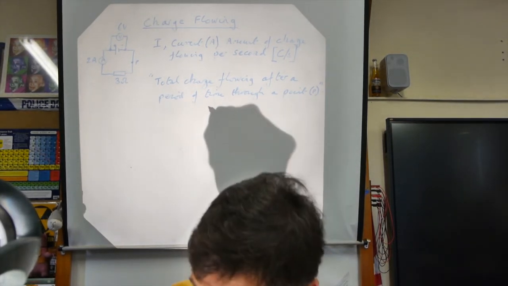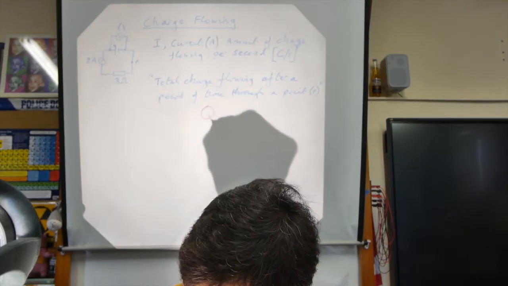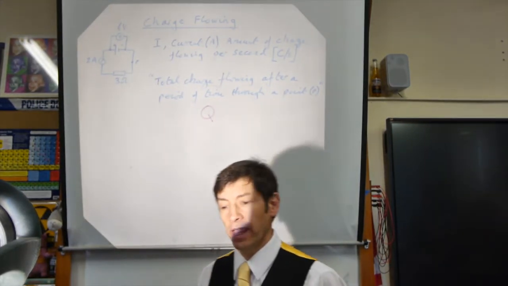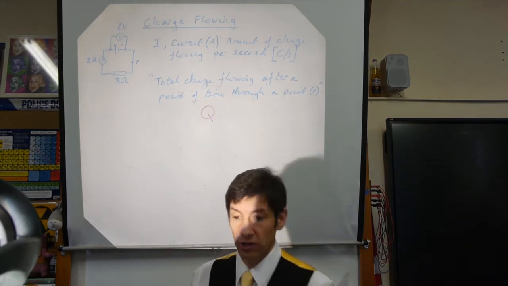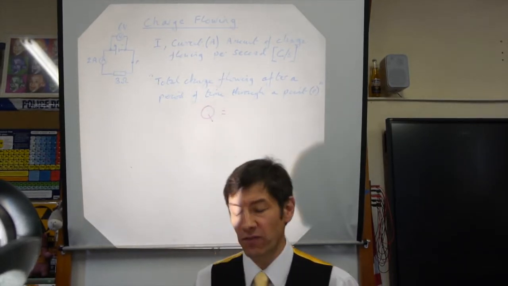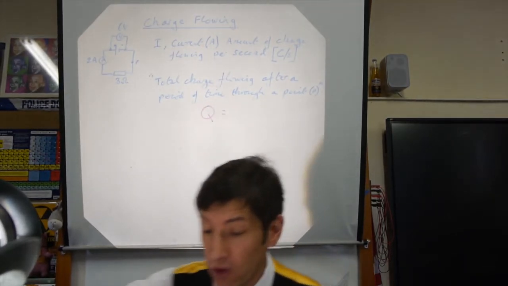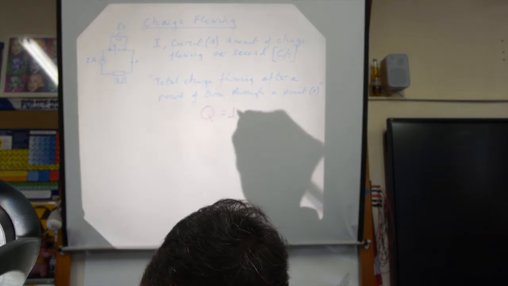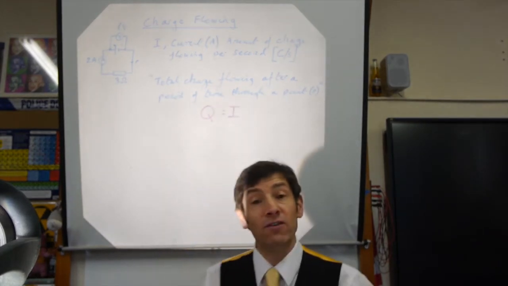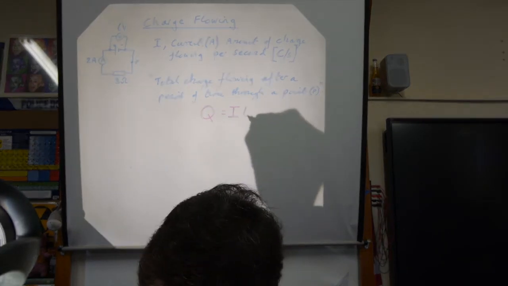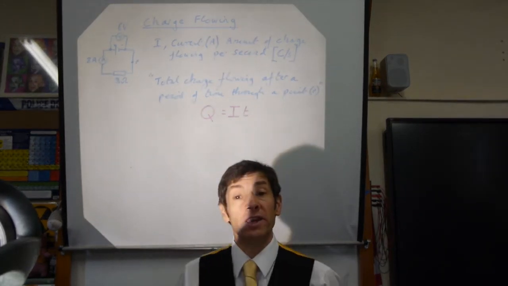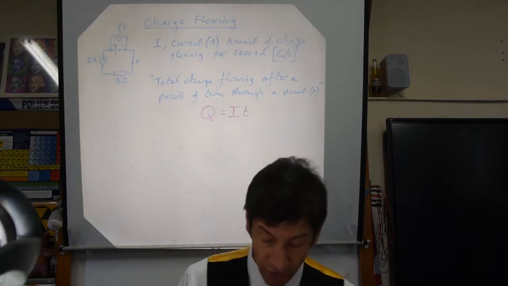And the formula is Q, the total charge, okay? Don't you want to give that the letter C? No, Q, the quantity of charge, is equal to, now I think this is going to be obvious really, how much charge flows every second. But if you leave it on for more seconds, then you'll get more charge. So multiply by how long you leave that charge flowing for.